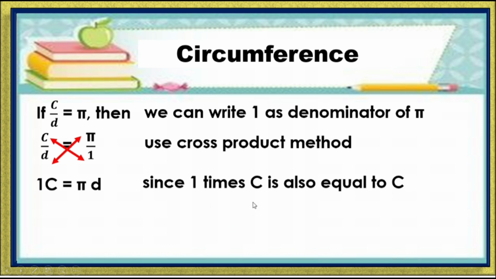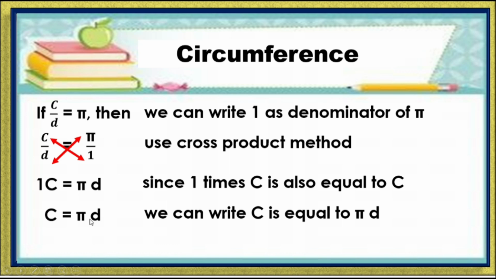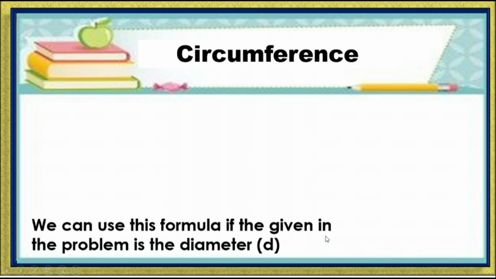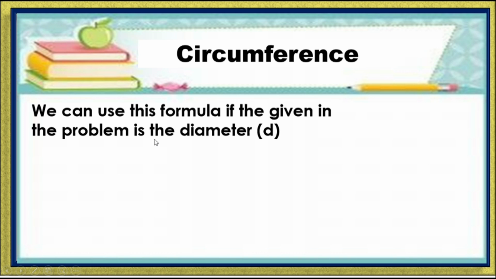Now, since 1 multiplied by C is also equal to C, because any number or any letter multiplied by 1, the product is itself. So the product is C. Then 3.14, so we keep the constant value of pi, then the value of D. So D is representing the diameter. So we can write C is equal to pi multiplied by D. Then we can use this formula if the given in the problem involves a diameter. Again, this would be the formula in finding the circumference of the circle if it involves diameter.